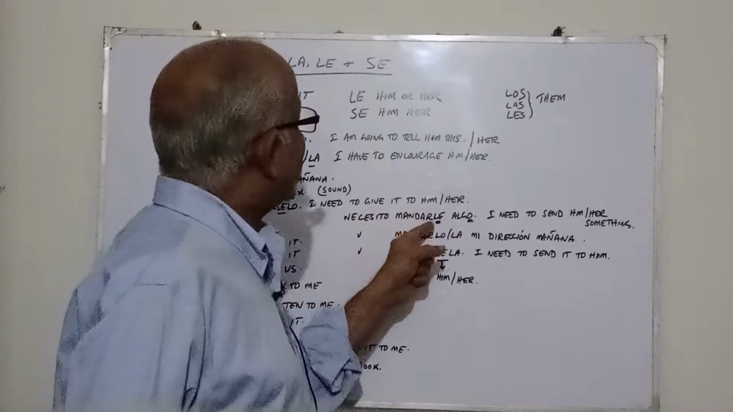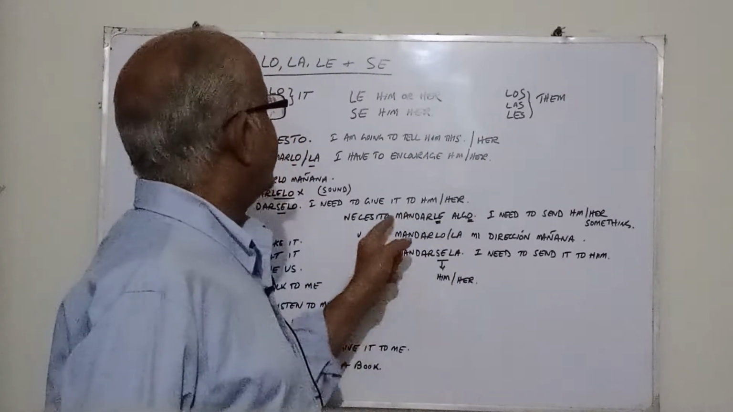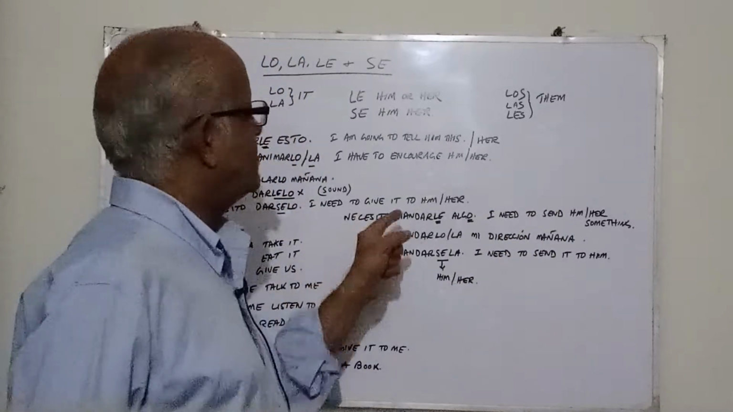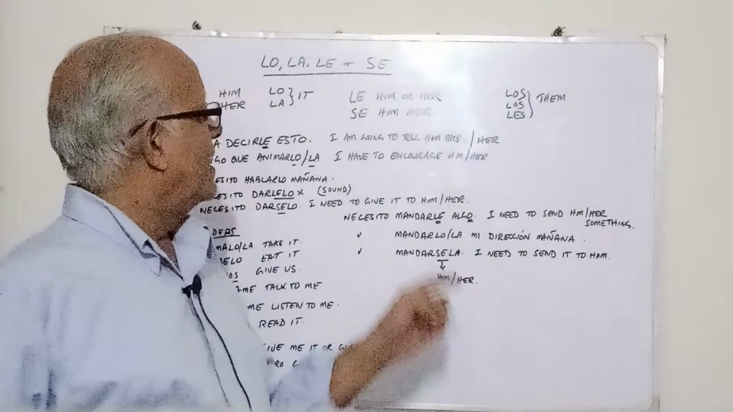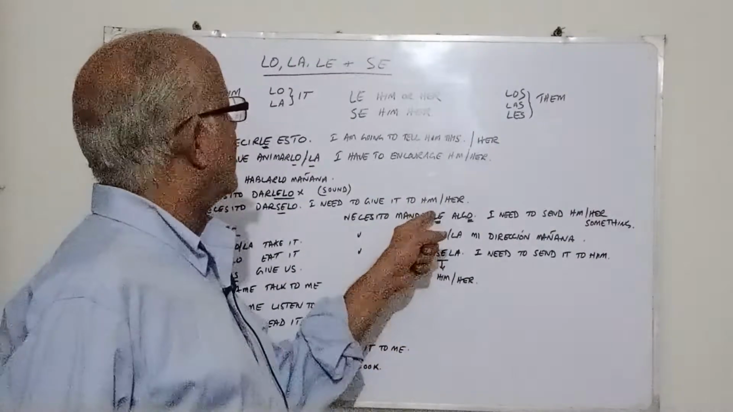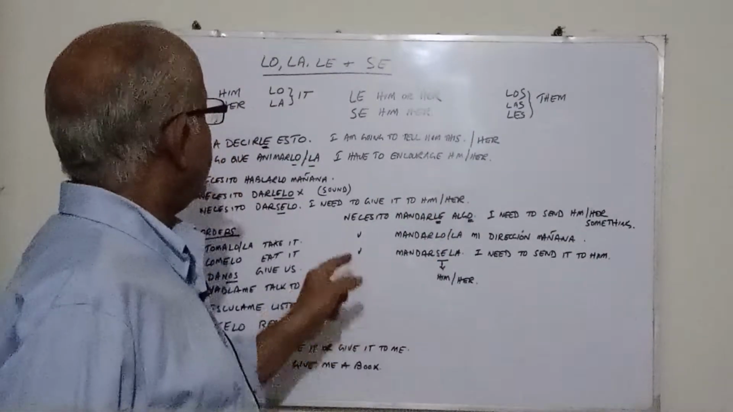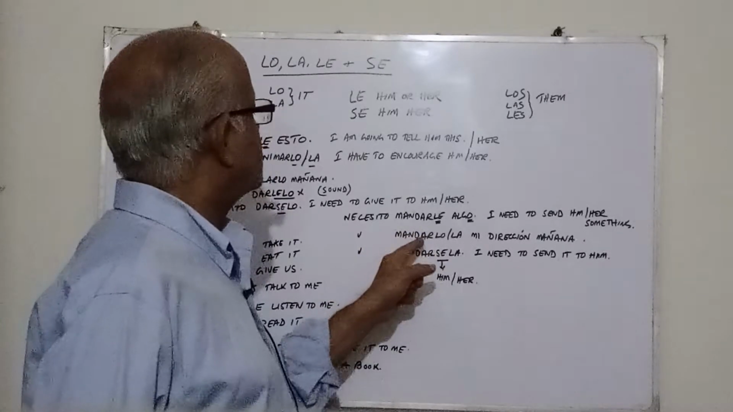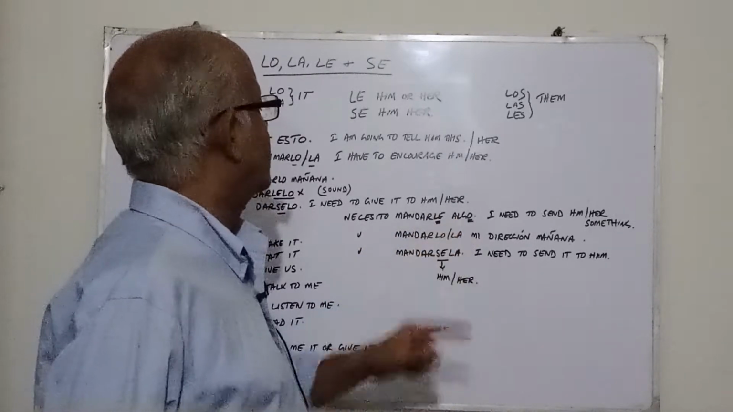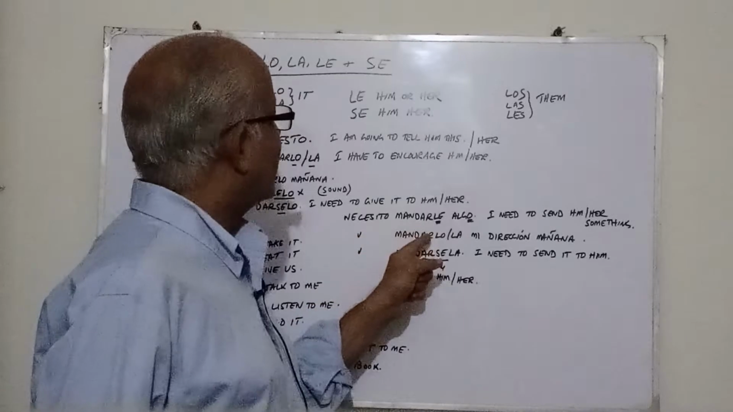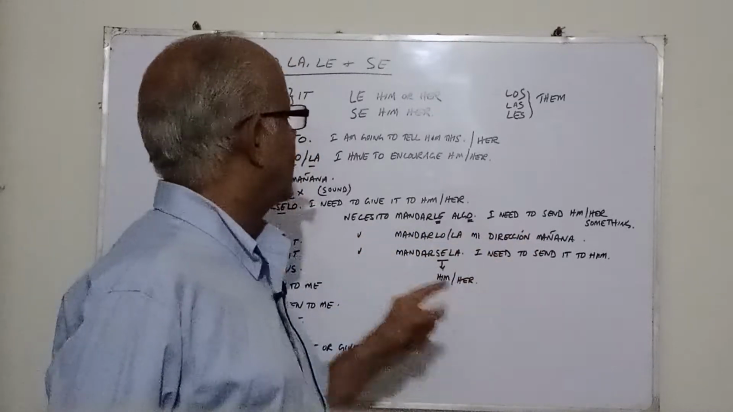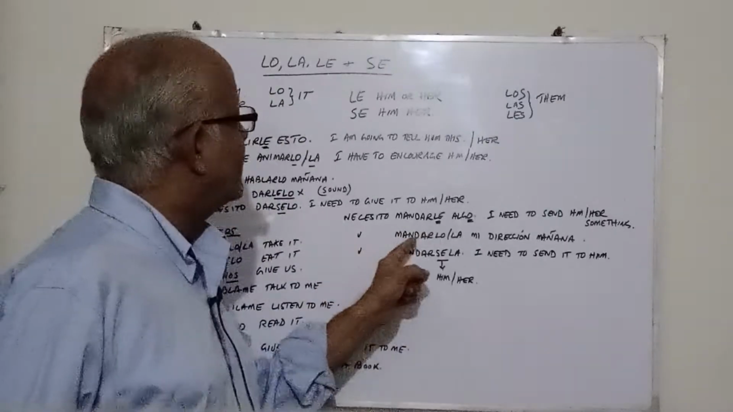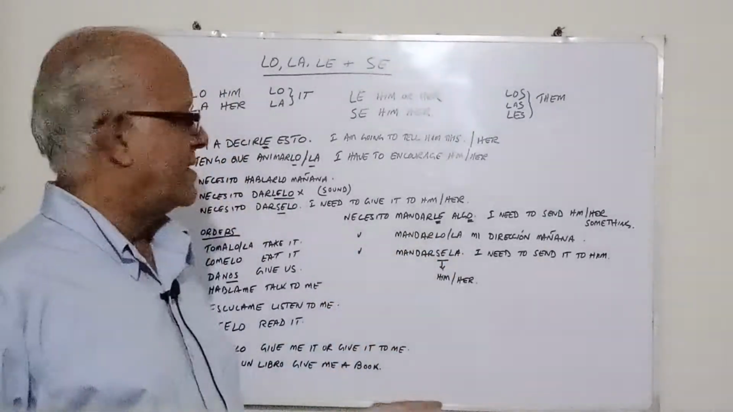Some more examples. Necesito mandarle algo. I need to send him or I need to send her something. We won't say necesito mandarlo algo. Again, it's lo, so the lo is replaced with a le. Necesito mandarlo. Now here we can use lo because we are not following with another word with an o. So necesito mandarlo mi dirección mañana or necesito mandarla mi dirección. I need to send him my address or I need to send her my address.